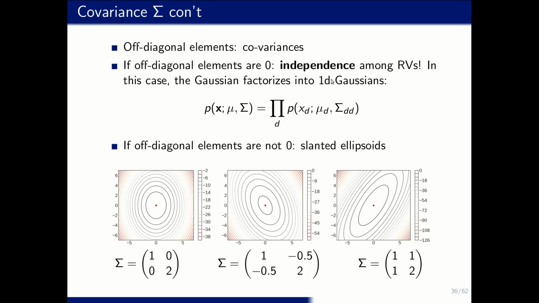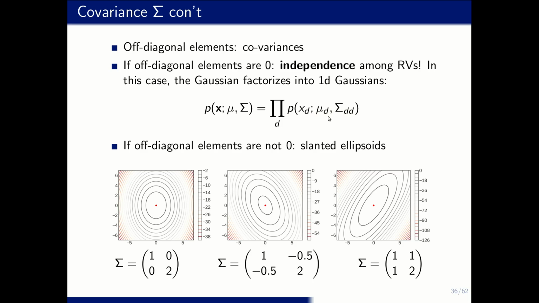So recall, this is our multivariate Gaussian. And if the off-diagonal elements are all 0, then it factorizes into a product of 1D Gaussians. Each of these factors is a one-dimensional Gaussian, and the dth Gaussian is just given by the dth element in the mean vector and the dth element in the diagonal of the covariance.